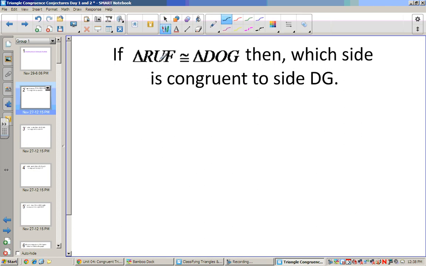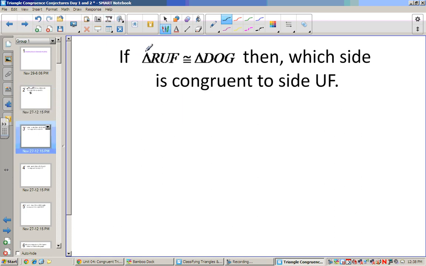So if I have triangle RUF is congruent to triangle DOG, what side is congruent to DG? D and G is the first and last. Hopefully you are saying side RF. Similarly, what side would be congruent with UF? That's the last two letters. So hopefully you're saying the last two letters here, O and G.